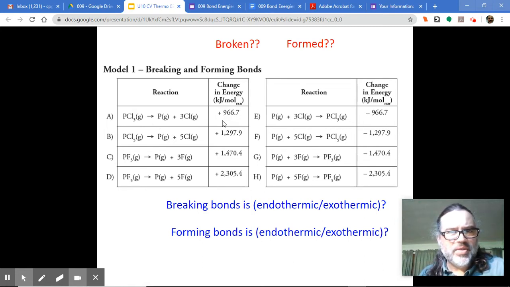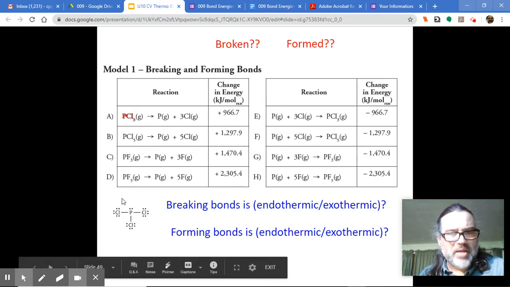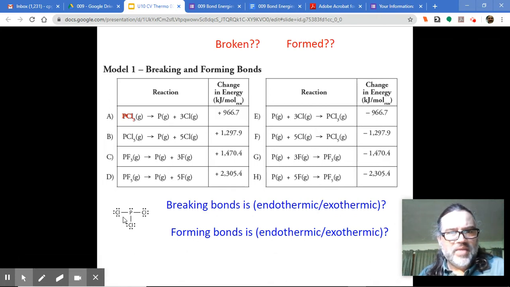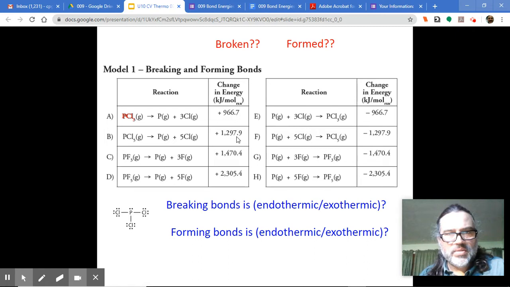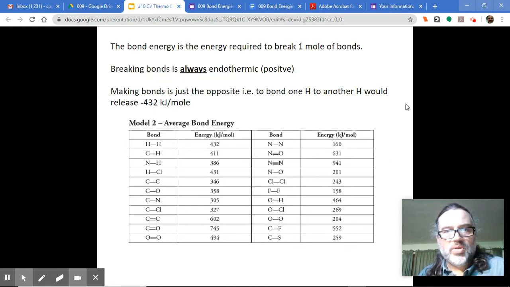And look at this PCl3. This PCl3 that we have right here, this is the molecule PCl3. This is its Lewis structure. And what we can see in PCl3, there are 1, 2, 3 bonds that are breaking. And to break 1, 2, 3 bonds takes this much energy. To break 5 bonds takes this much energy. I wonder if, to break one bond, we can figure out how much energy it would take. That's what bond energies are, and that's what we'll look at.